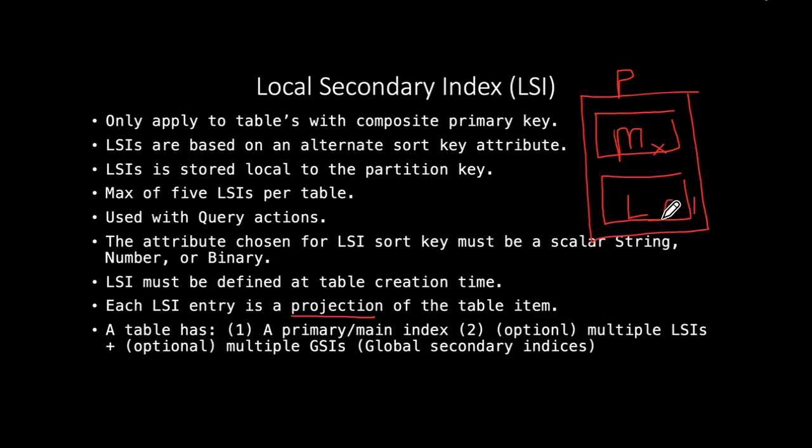So that's kind of going on behind the scenes. Of course, at a programming level, you don't necessarily need to know that kind of lower level detail, but there you go anyway. You're getting it for free. And that leads on to this point down here at the end, saying a table has, number one, a primary index or main index. Optionally, it has multiple LSIs, all stored within each partition. And there is something called GSIs as well, global secondary indexes, which we won't look at.